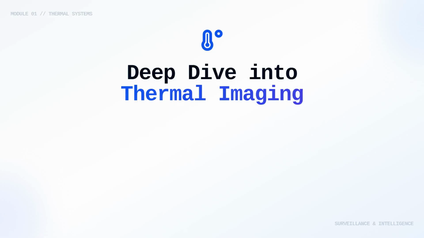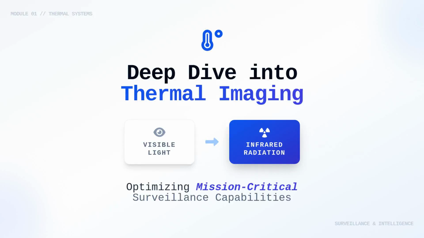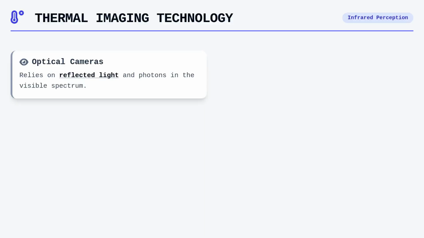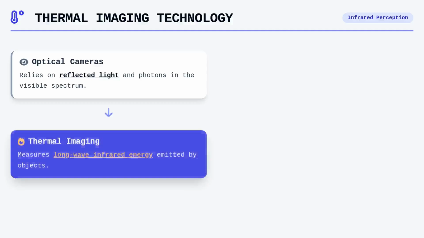Welcome to our deep dive into thermal imaging, where we shift our focus from visible light to the detection of infrared radiation for mission-critical surveillance. Thermal imaging represents a fundamental departure from traditional optical cameras because it perceives heat rather than reflected light. While an optical sensor relies on photons in the visible spectrum to construct an image, a thermal camera measures the long-wave infrared energy emitted by objects.